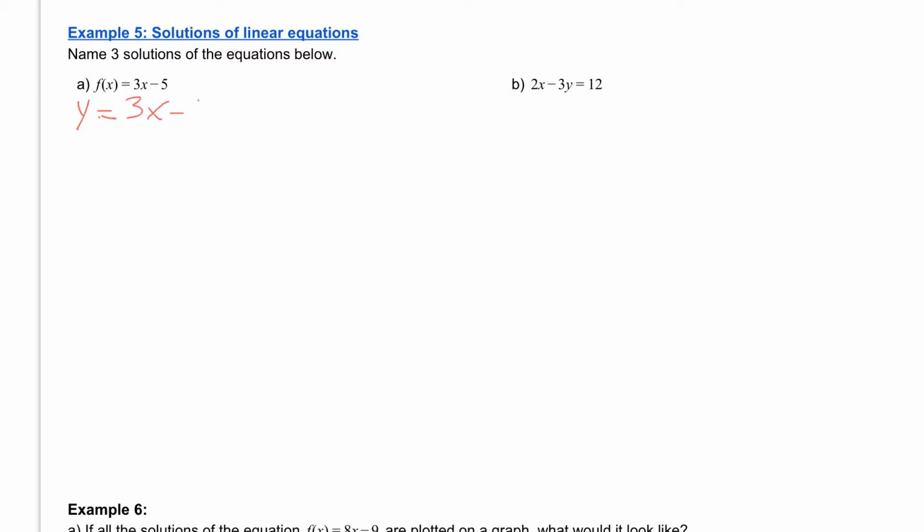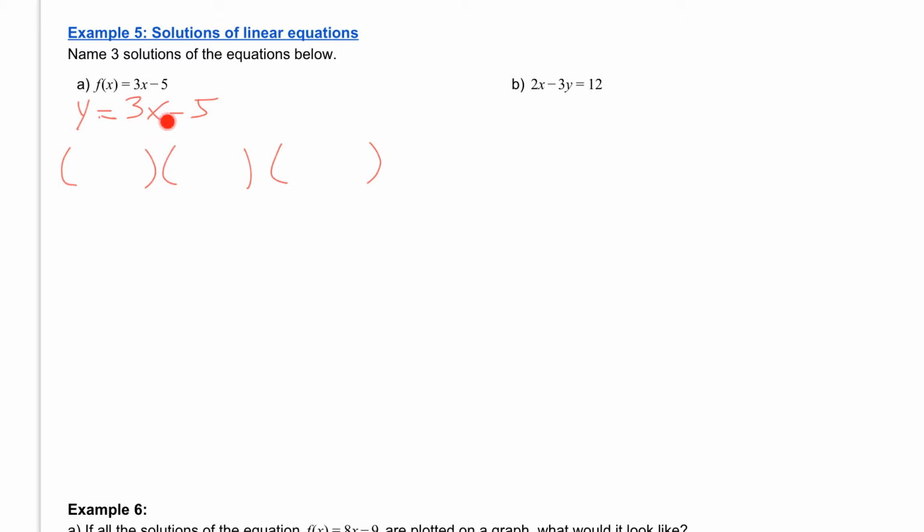3x minus 5. Now as we're looking at it and trying to find 3 solutions, we should remember our solutions are going to be ordered pairs. So we essentially want to find 3 different ordered pairs that fit on this line. One way to do that, if we pick an x value, any x value that we want, and plug that in, we can find the y value that goes with it.